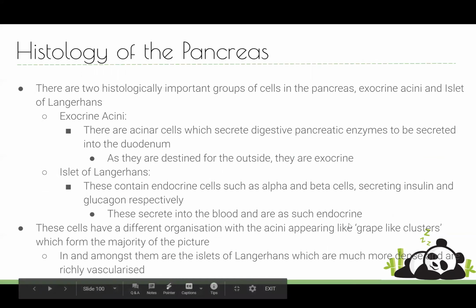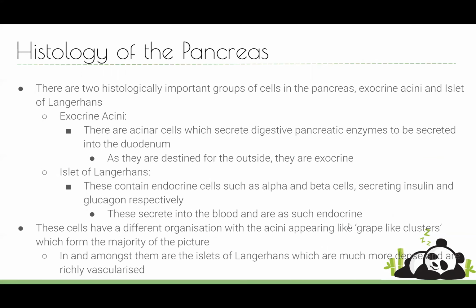In terms of histology, the pancreas is also important. Histologically, there are 2 groups of cells: the exocrine acini and the islets of Langerhans. The exocrine acini will secrete digestive pancreatic enzymes into the duodenum. They are exocrine glands because they are going to the outside. You can think of the human body as a donut. They're going into the middle of the donut, I guess.